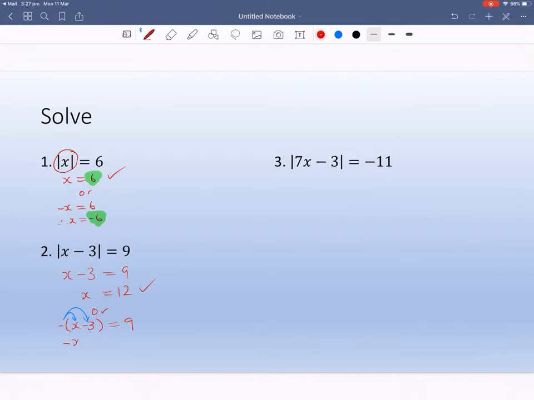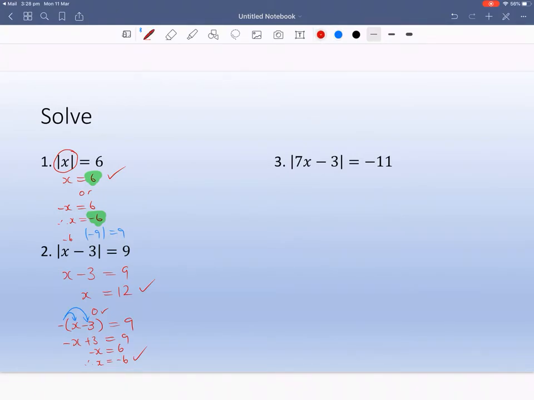So we've got minus x plus 3 equals 9. So negative x equals 6. So therefore x equals negative 6. So they both give us the same answer. Now, let's put this answer here into this question. So it's going to be negative 6 minus 3. That's going to give us an answer of negative 9 in here. And we know that equals 9. So it works. It really, really works.